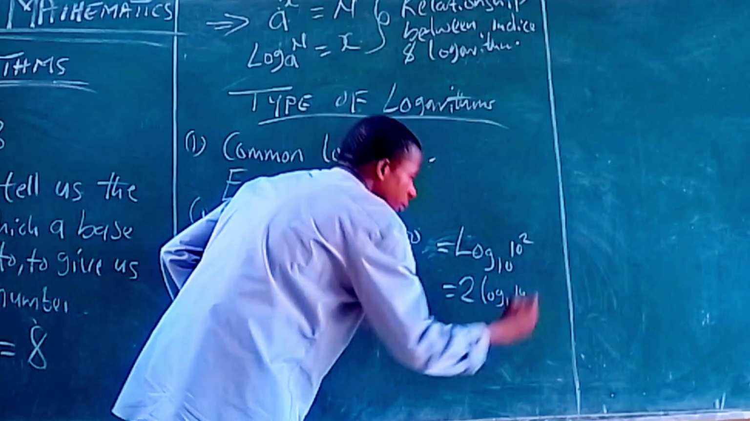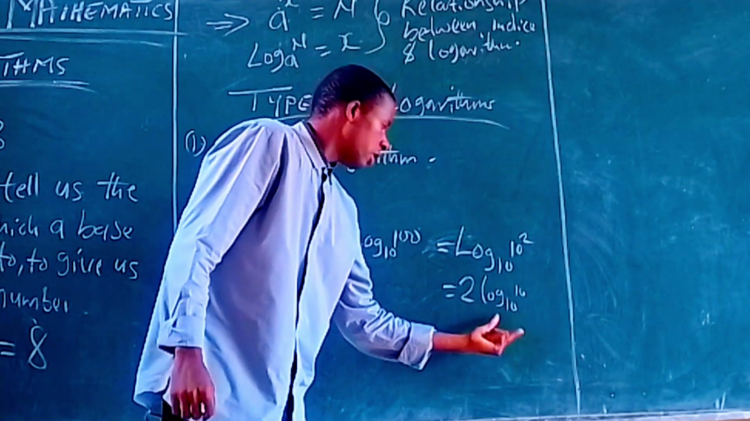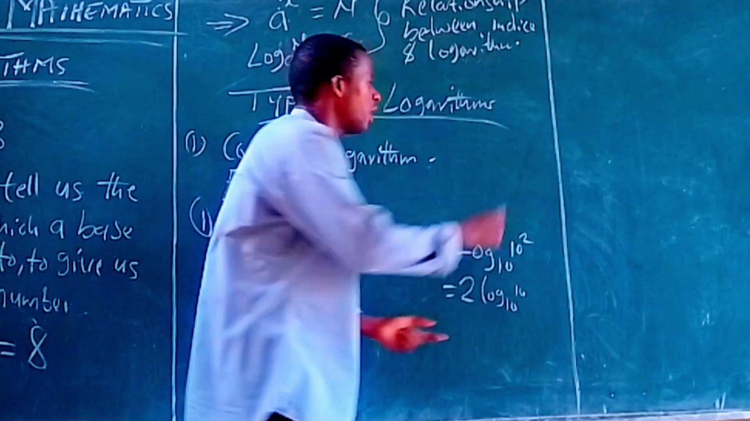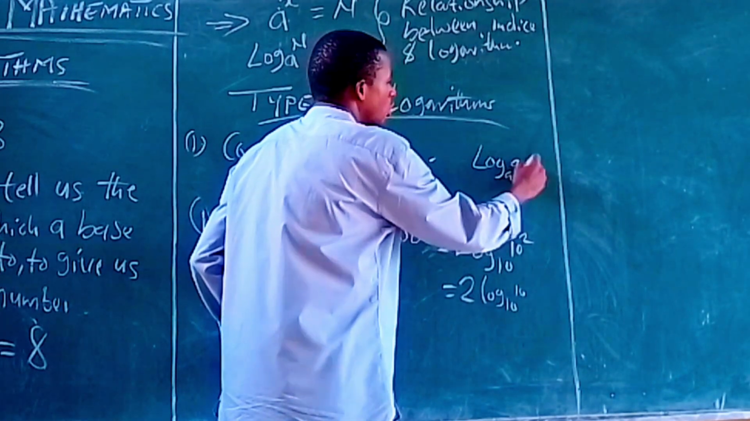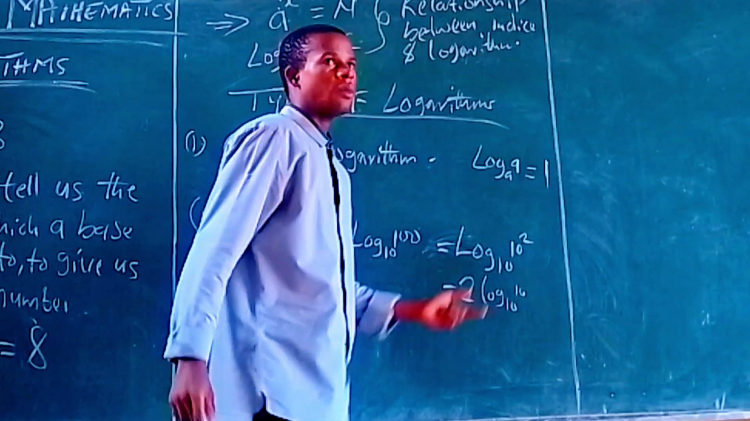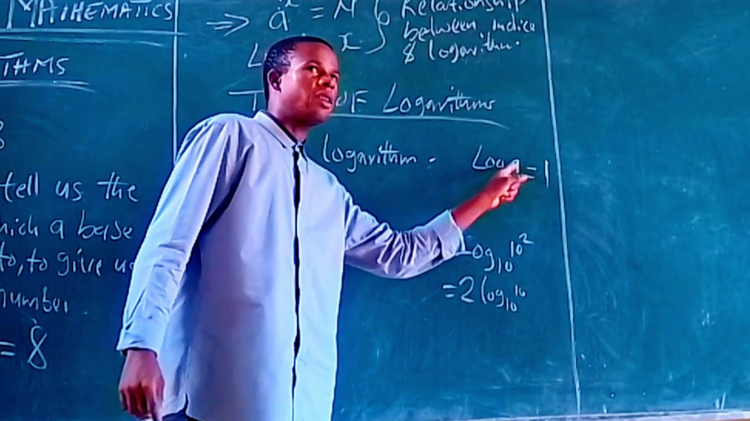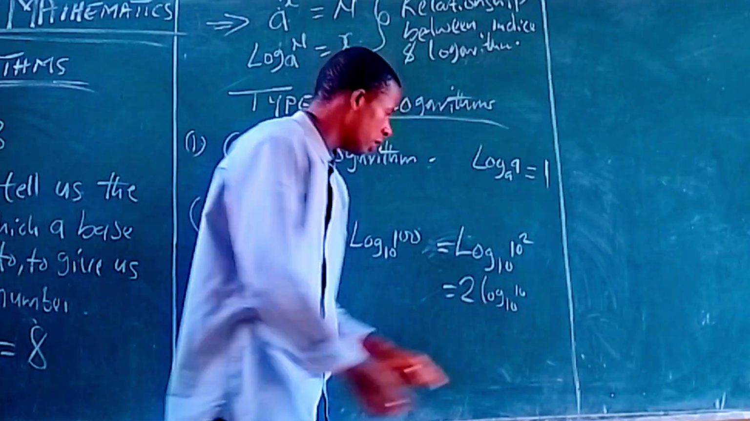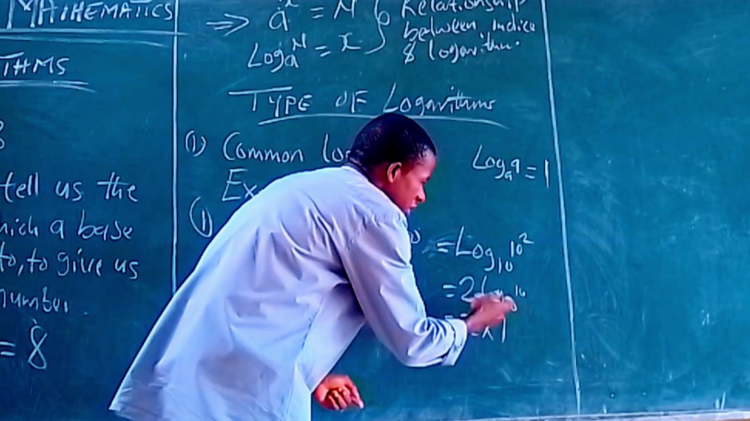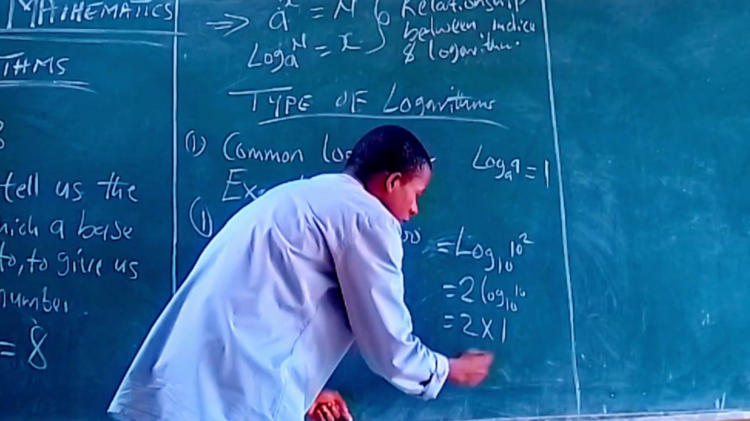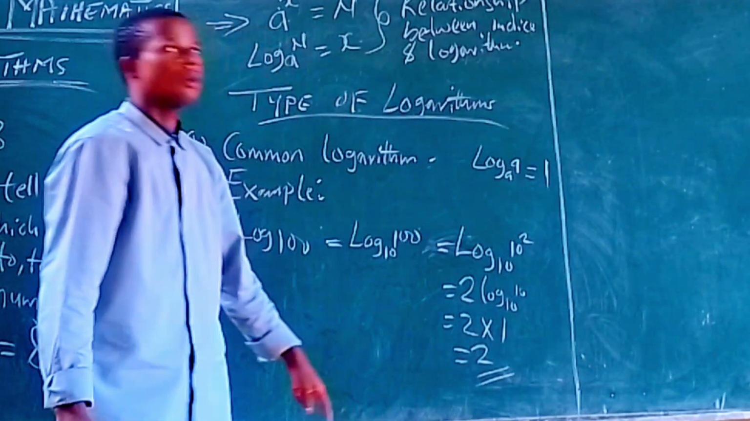10 is the power of 10, right? And this is already in the form of what? Log of base. This is called log of base. We have log of base A to base A is equal to what? 1. When we have the same base, it's the same thing with the power, it equals 1. So this implies 2 times 1. So this is the final answer.